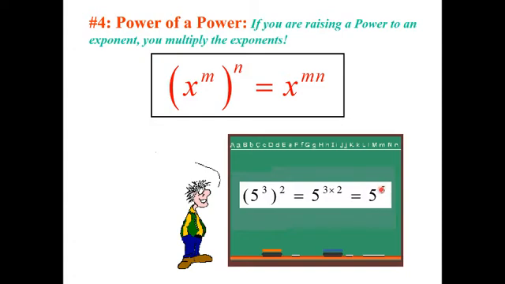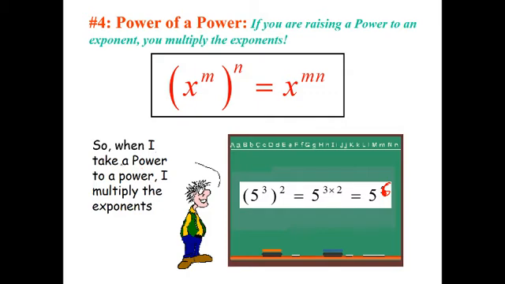Okay, this is supposed to be 5 to the power of 6. Let's change this. This is not a 5. This should be 3 times 2, which is 6. So when you take a power of a power, you multiply the exponents.